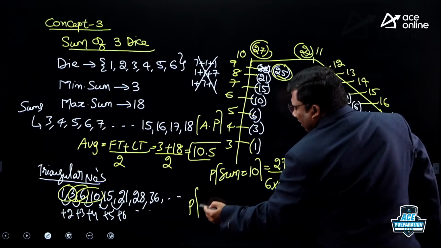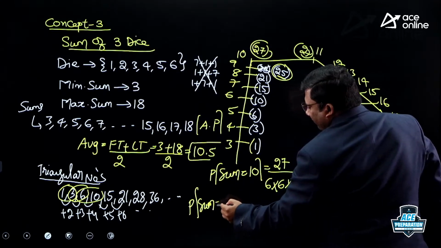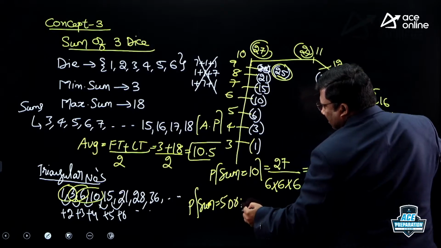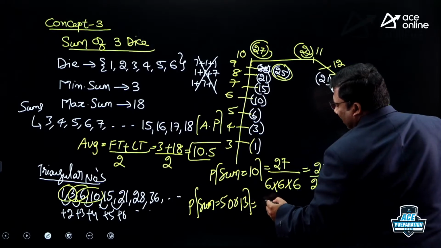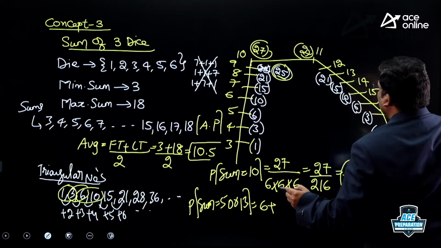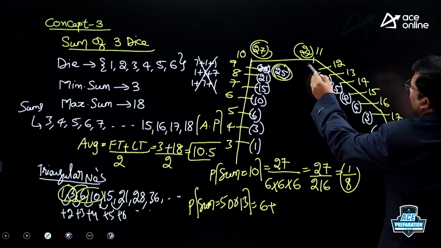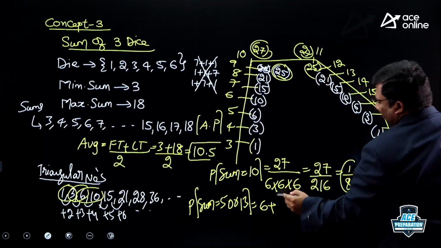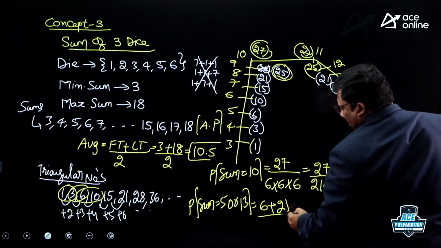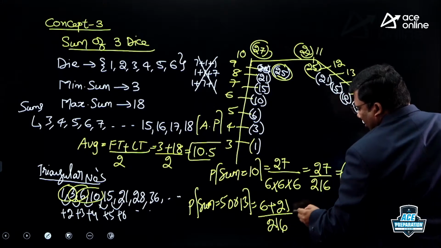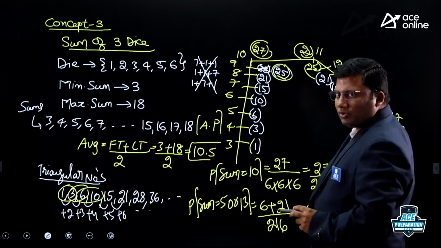Find the probability of getting sum 5 or 13. Sum 5 or 13. For 5 it will be 6. For 13 it will be 21. For 13, here it is 25, 21. So 6 plus 21 divided by 216.